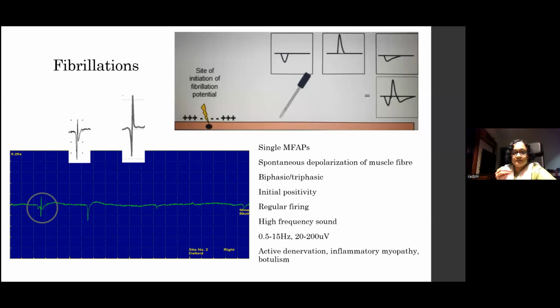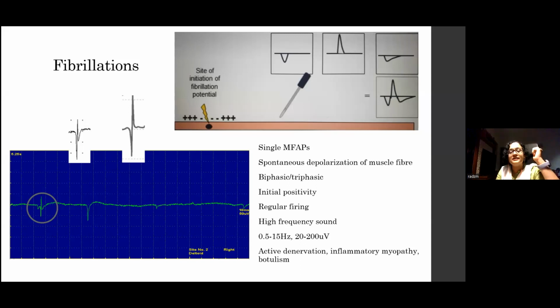So they actually arise from single muscle fiber action potentials. They arise from muscle fibers because of spontaneous depolarization, either due to damage to the muscle fiber itself or due to a lack of innervation of the muscle fiber, which makes it almost like an orphan muscle fiber without any signals coming from its nerves, and hence it starts spontaneously discharging these potentials. They could be biphasic or triphasic. Initial positivity differentiates it from end plate spikes. They are regular firing, and it sounds like a very high frequency sound. And you can see it in neurogenic disorders when there is active denervation.